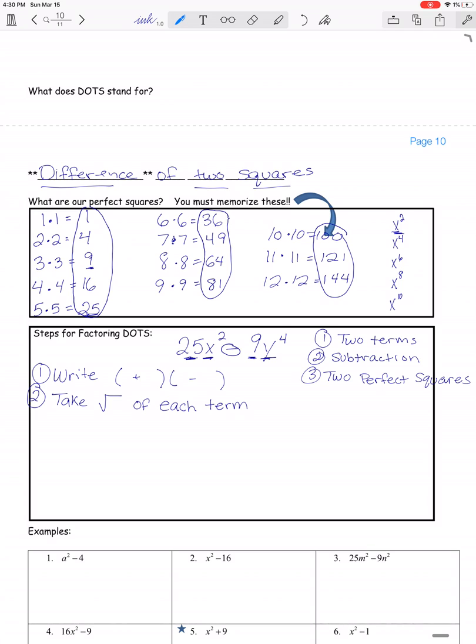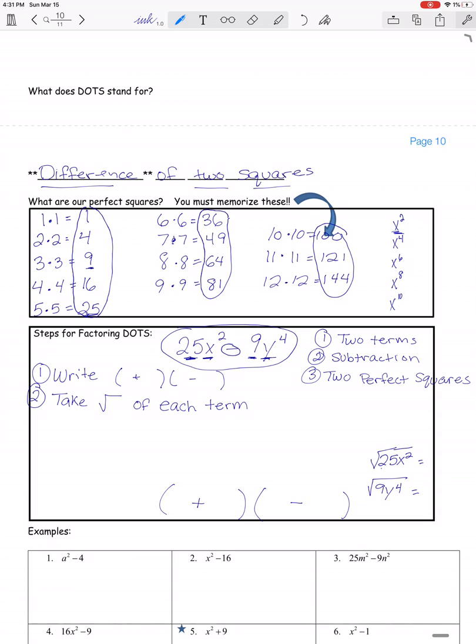So if I was to factor this, 25x squared minus 9y to the fourth, I double bubble. I have a plus sign in the middle and a minus sign in the middle. It doesn't matter which one comes first. They just need to, one needs to have a plus, one needs to have a minus. So from there, I'm going to take the square root of 25x to the second and the square root of 9y to the fourth.